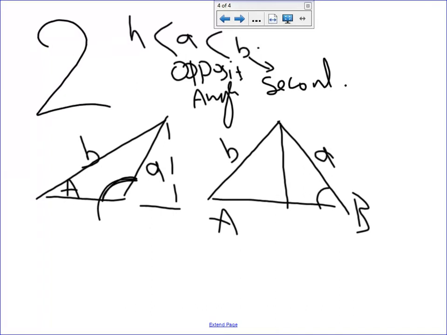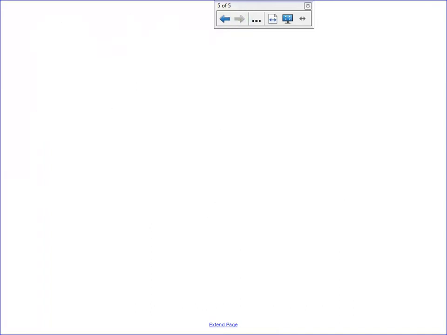So again, we make a revision over that. If a is smaller than or equal to b, then this one gives only one triangle.